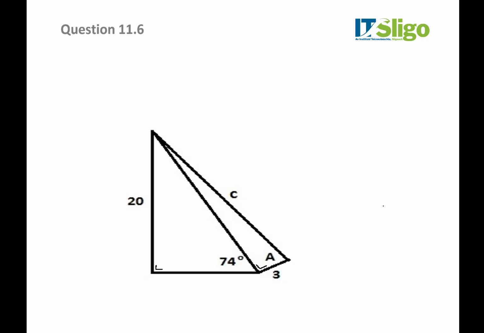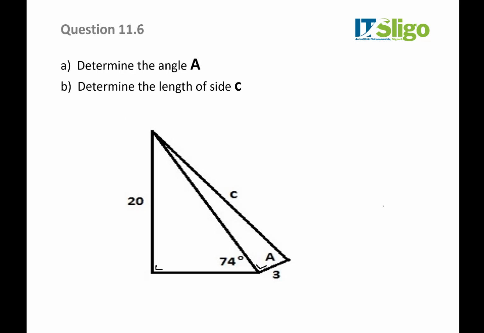And then here's another one. Again, this one's a little bit trickier, so I won't give you any hints. Determine the angle A and determine the length of side C. The first thing I'd be working out is this side here, which I'll call side A because it's opposite angle A. That's the first thing you should work out, and I'll let you go from there.